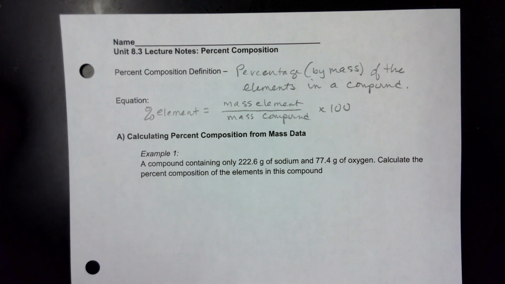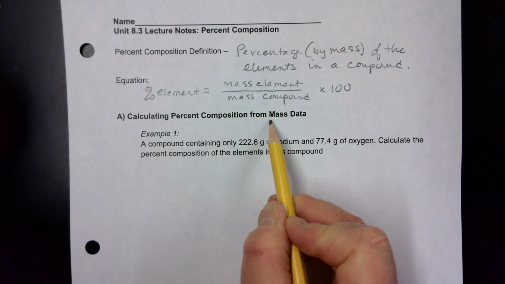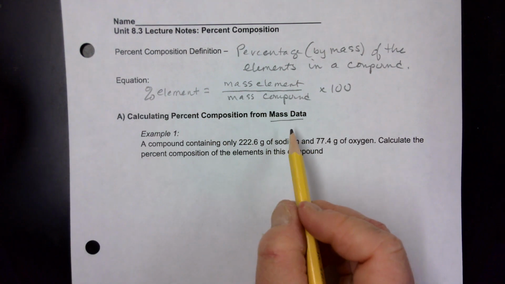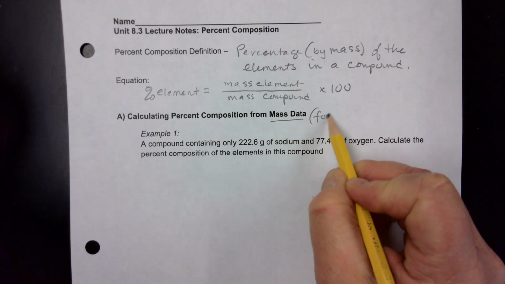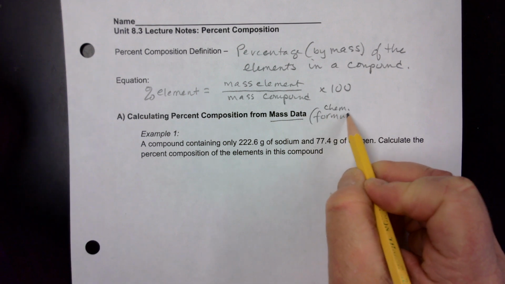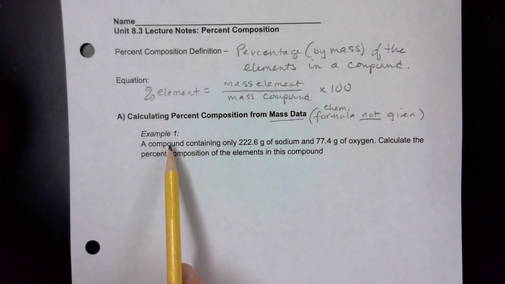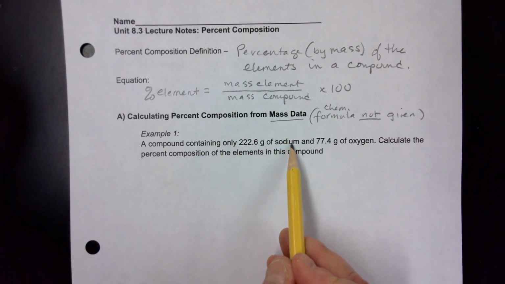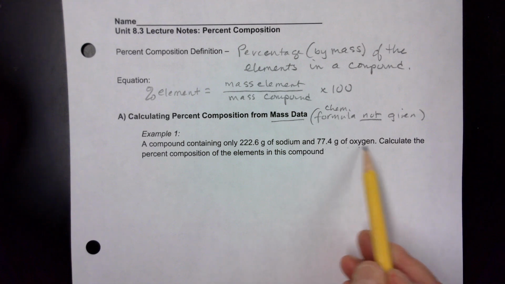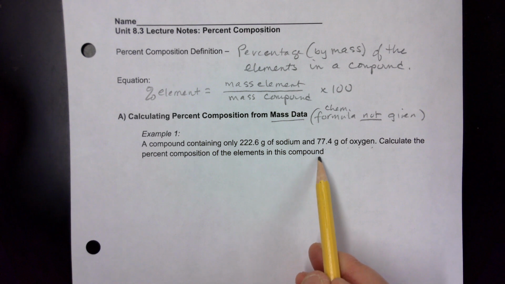Let's take a look at a couple of examples. In this first example type, mass data will be given of either the elements or the compounds that are formed from the elements. What's not given is the chemical formula. So the chemical formula is not given in these problems. For example, we have a compound containing only 222.6 grams of sodium and 77.4 grams of oxygen. Calculate the percent composition of the elements in this compound.